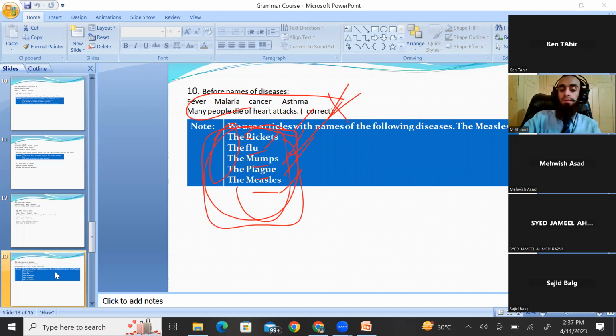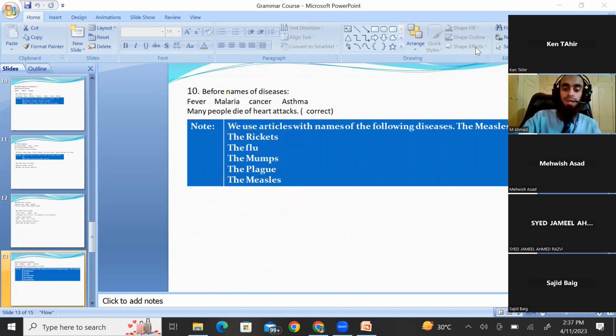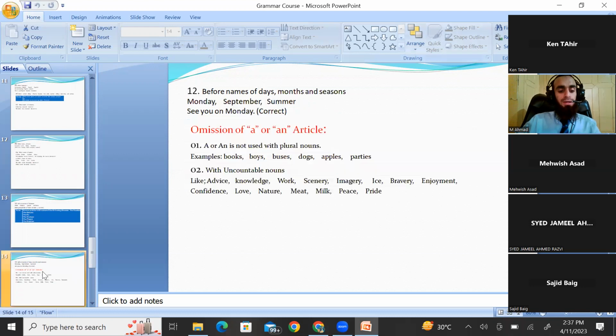I'm having the flu, or the flu, both are fine. But you should say I'm having the flu, not I'm having flu. Then it would be incorrect, right? So keep these 5 diseases in mind: rickets, flu, mumps, plague, measles. With these, the must follow. And before other diseases, you cannot use the.